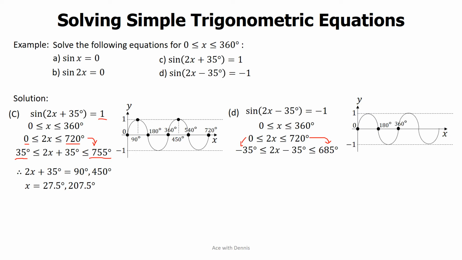Again, we look at the graph. Where is negative 1? It is this point at 270 degrees, and this point, which is 630 degrees. So from here, we can say that 2x minus 35 degrees equals 270 degrees and 630 degrees. So x will be 152.5 degrees and 332.5 degrees. So this is the answer for D. Do you get all the answers correctly?